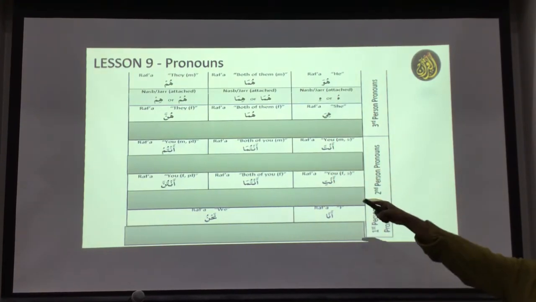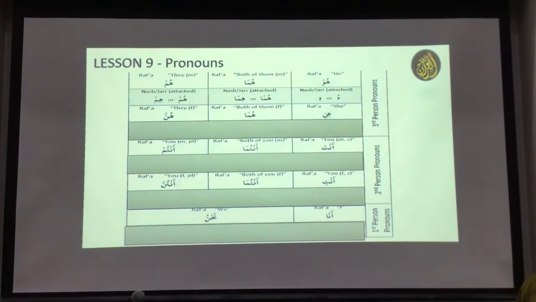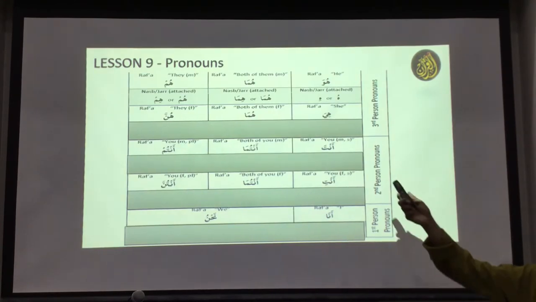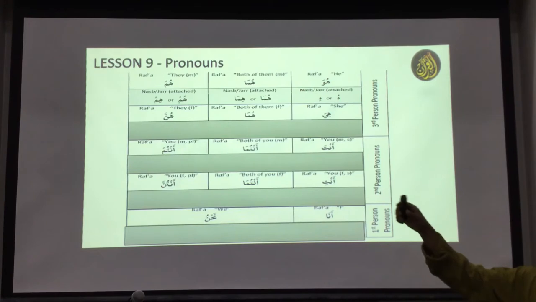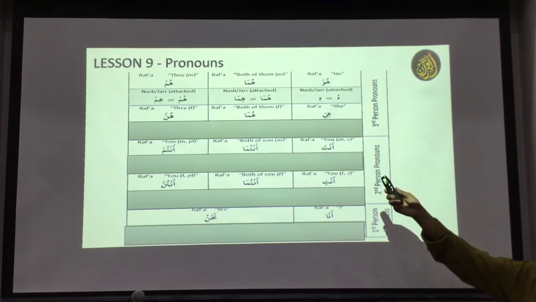Like Alayhim, one of the very common ones. In some of the recitations, "Sirat al-Lazina anamta alayhim", some say Alayhum also. The most common one is Alayhim. So it could be "whom" or "him", and this means "them" in the Nasab or Jar version.